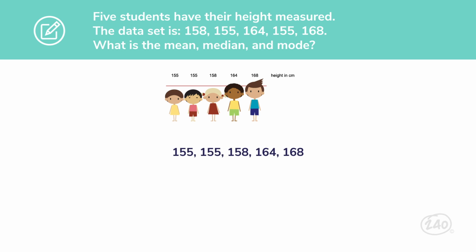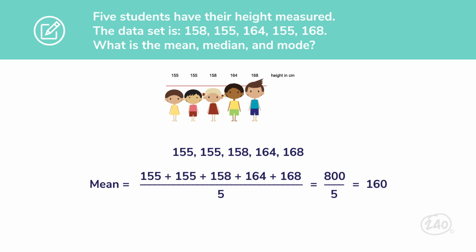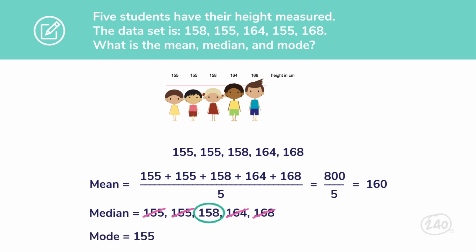First, rearrange the data from least to greatest. The mean is the average, so all these numbers added up, divided by the number of data points, or 5, gives us 160. The median is the middle value, so 158. Lastly, the mode is the number that appears most often. So the value 155 appears twice, that's our mode.